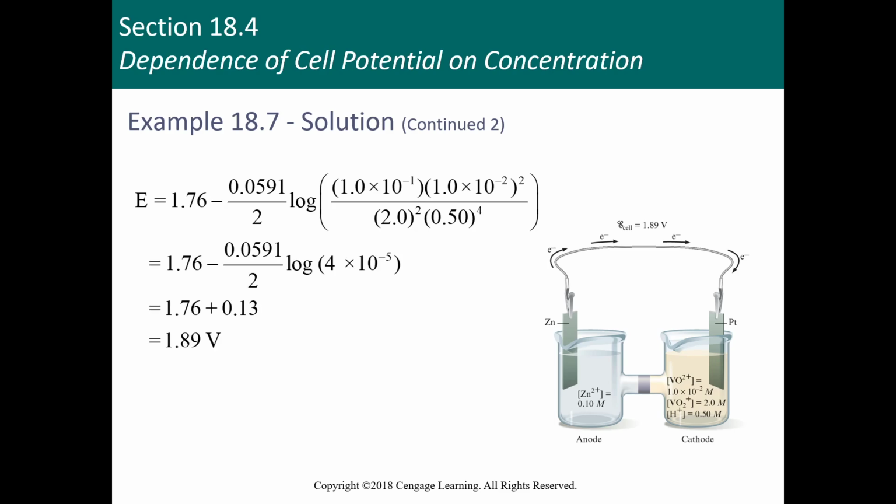Careless mistake. And so we go ahead and simplify the problem a little bit. We do our math, and we get 1.89 volts. And you can see that due to our concentrations, we actually have a greater voltage than we normally would, which is nice.